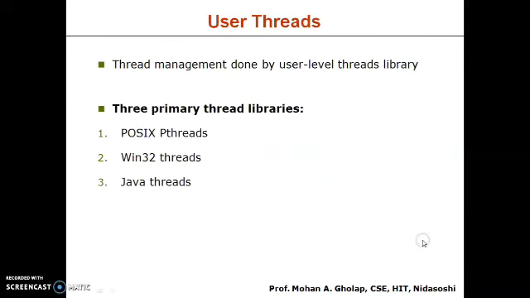After this, we have the discussion of user threads. We know that your operating system runs in two modes, that is user mode and kernel mode. So again the threads are also categorized into two types, that is user threads and kernel threads. User thread means the thread management is done by the user level thread library, so it will be in the user space only. The three primary thread libraries that are examples of user threads are POSIX Pthreads, Win32 threads, and Java threads.